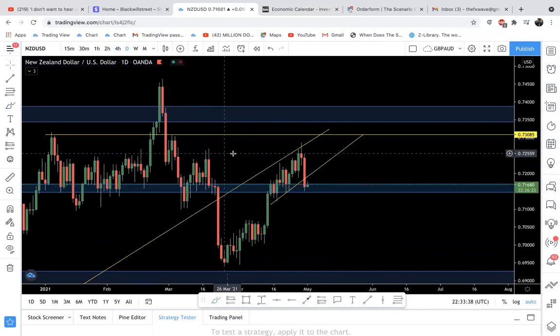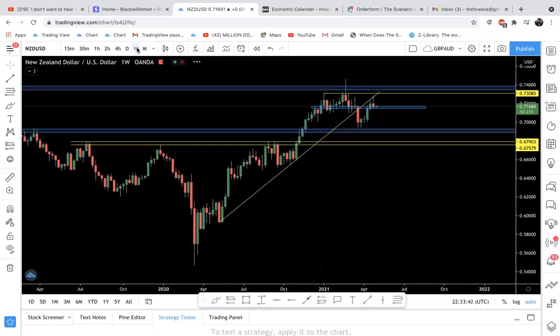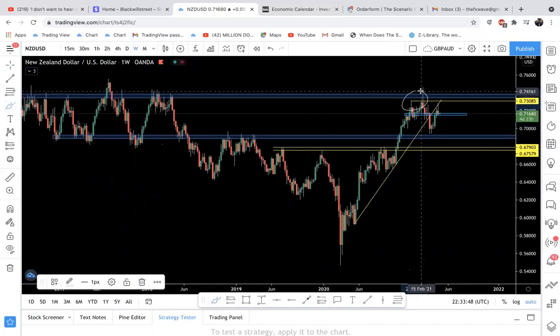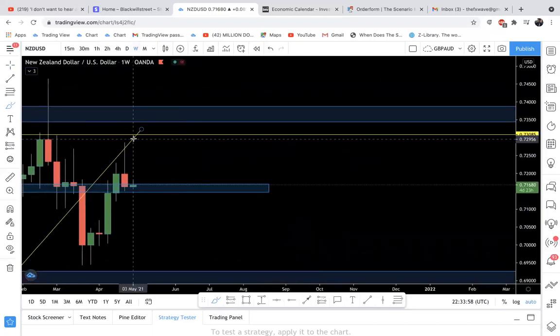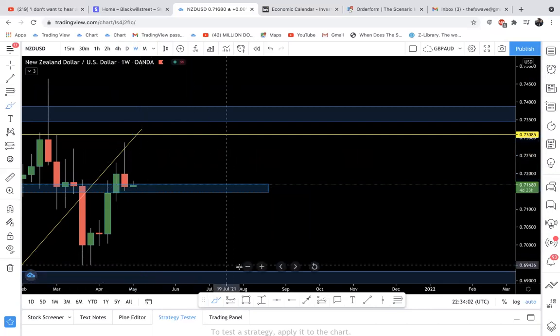So if we look at this overall, we can see on a weekly, price respected this big supply level, had a big sell-off. Now this is just a correction of that for another potential continuation. That's what I see just based off price action. If we look at the weekly just formed, look at this. This is a bearish shooting star on the weekly chart.